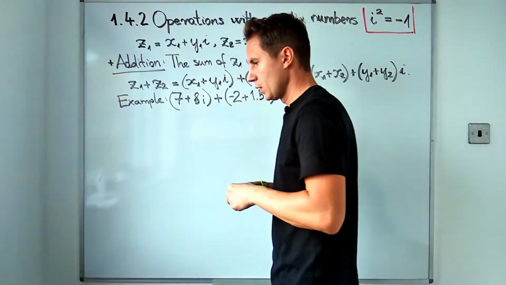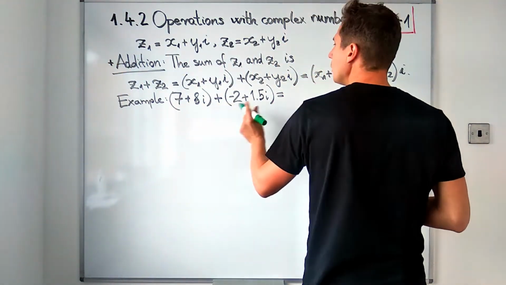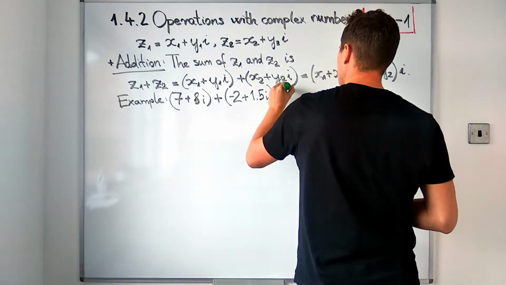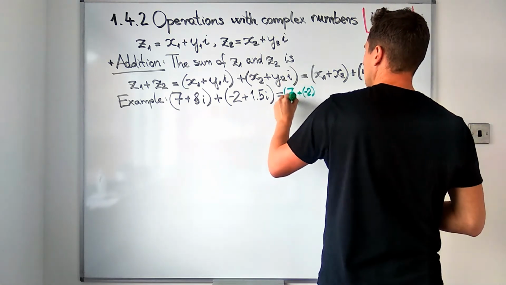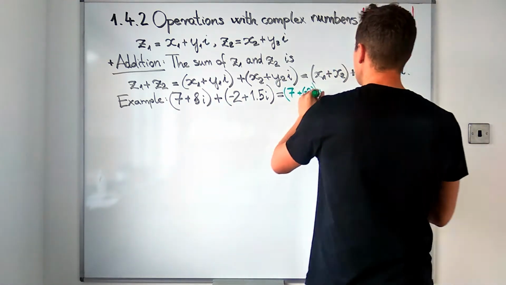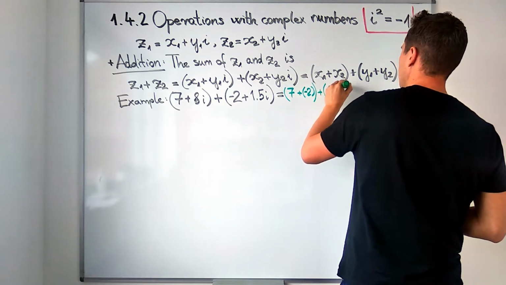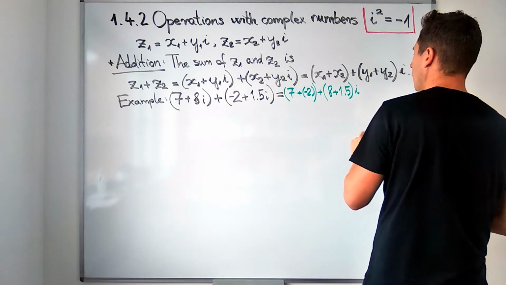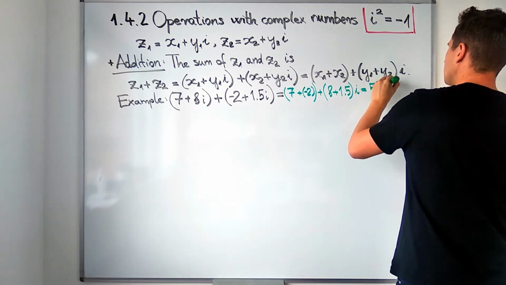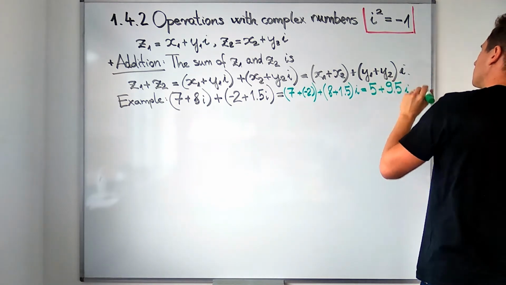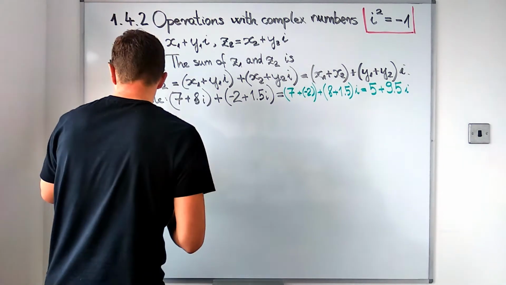Okay, I hope you paused it and found that the real part of the sum is 7 plus -2, and the imaginary part of the sum is 8 plus 1.5, multiplied by i, so the answer should be 5 plus 9.5i. Okay, I hope you got it right. Let's move on to subtraction.